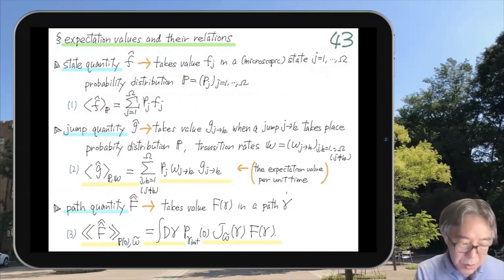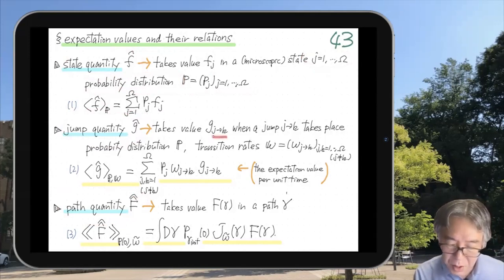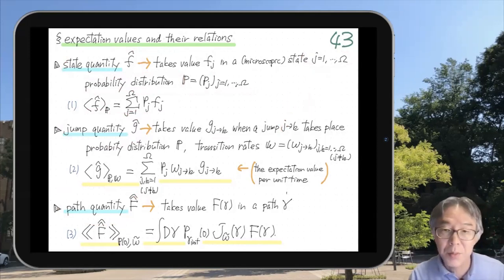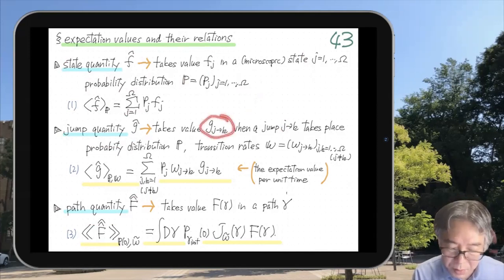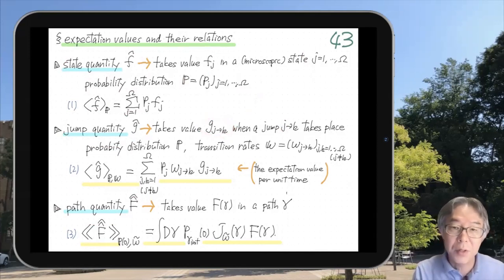This is something new and called a jump quantity. It takes value g_{j→k} when a jump from j to k takes place. Okay, and here j and k are not the same. For example, you can imagine that some amount of heat goes from the system to the heat bath when a jump takes place. Then, for example, this measures the amount of heat.